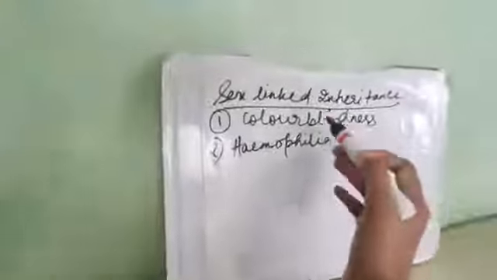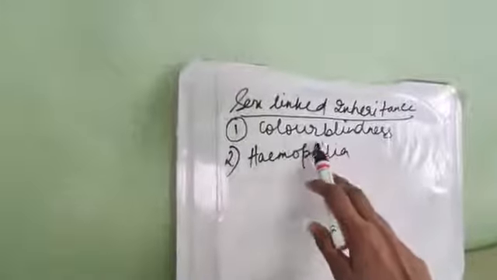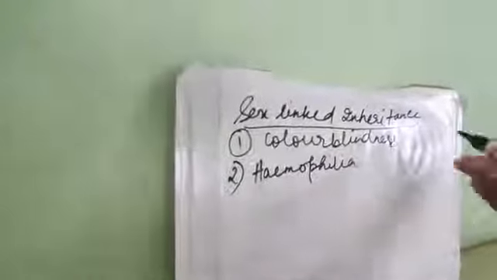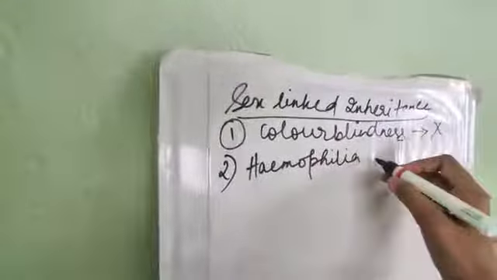Our next topic is sex-linked inheritance. Now we have two sex-linked inheritance: one is color blindness, another one is hemophilia. Color blindness also affects the X chromosome, hemophilia is also affecting the X chromosome. Now we will see what is happening over here.